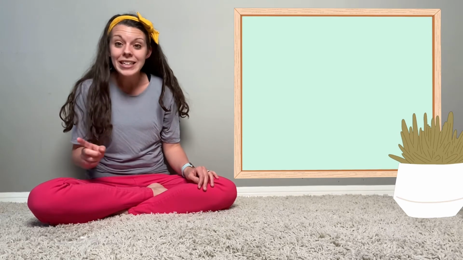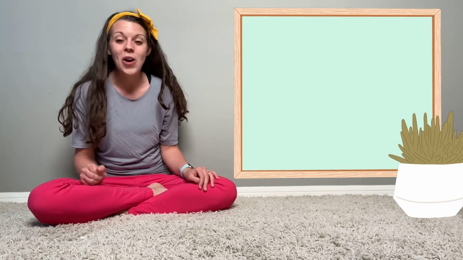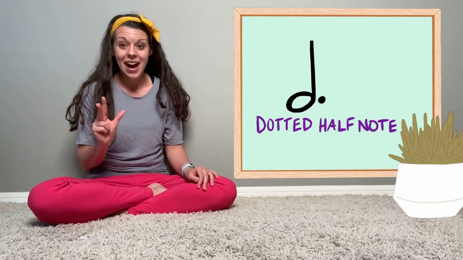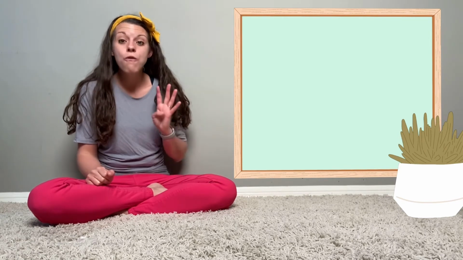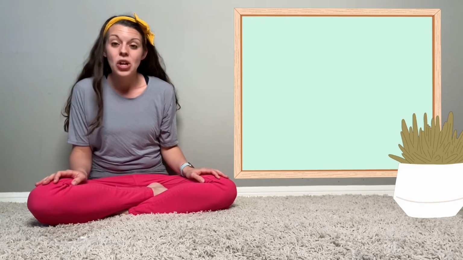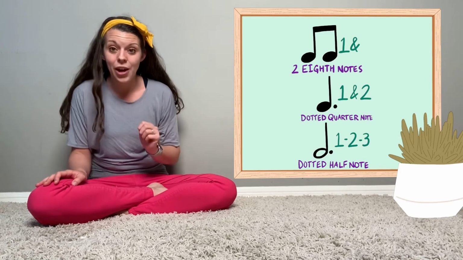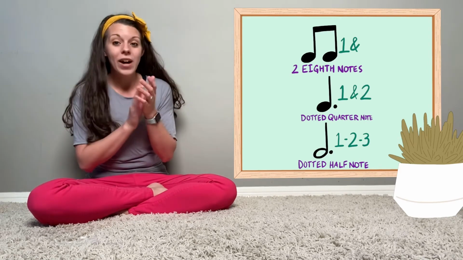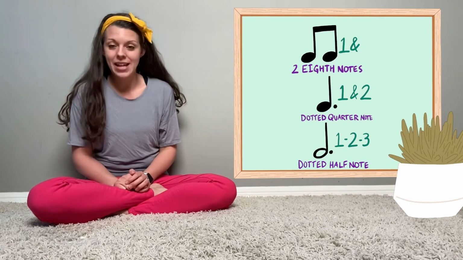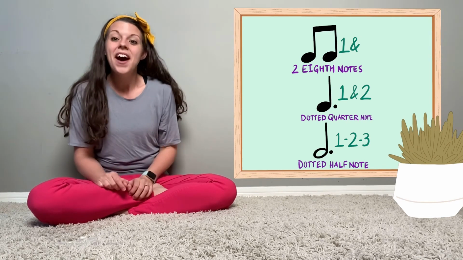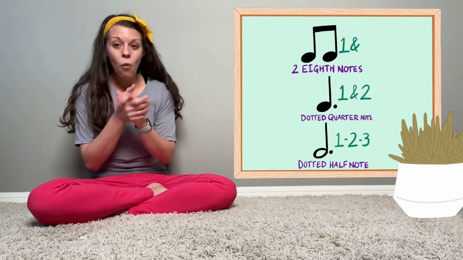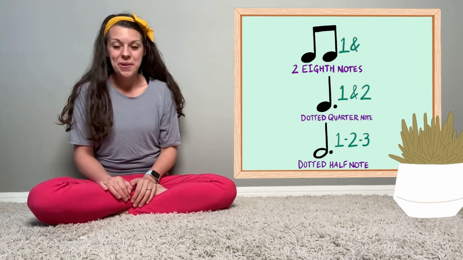Okay, so I'm going to get my ukulele so we can sing a song to help us remember eighth notes, dotted quarter note, and dotted half note. We're going to sing the song 4 times so we can really remember. The words are like this. 2 eighth notes share 1 beat. 1 and. Dotted quarter notes 1.5 beats. 1 and 2. Dotted half note gets 3 beats. 1, 2, 3. Let's do it.